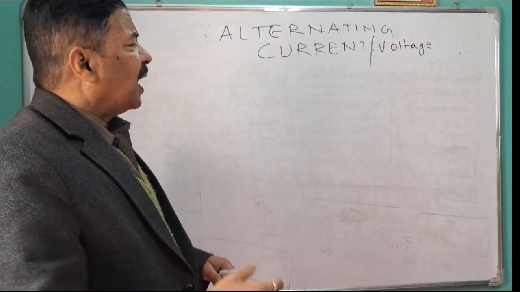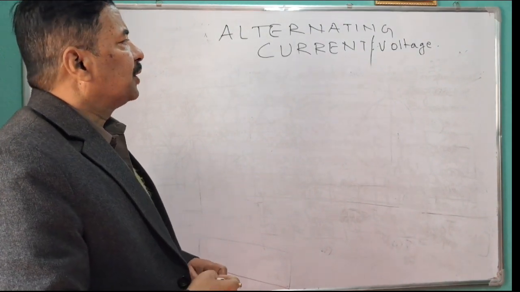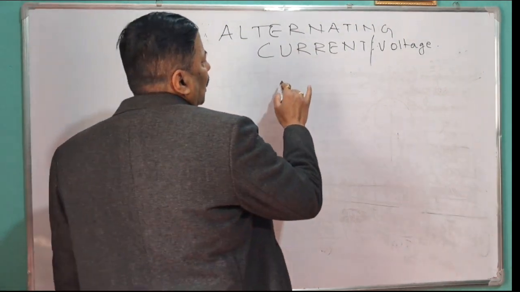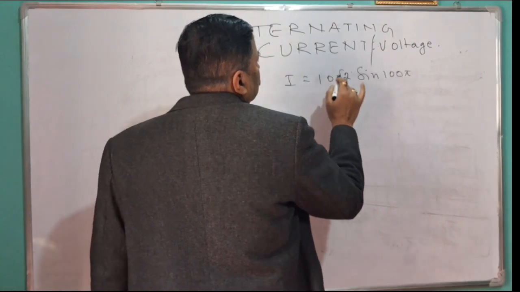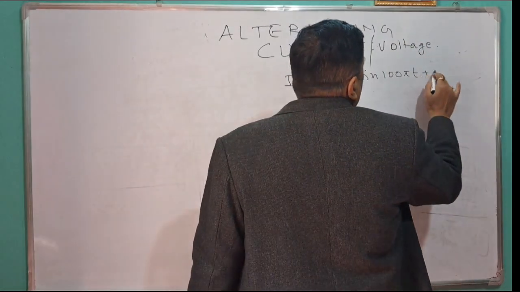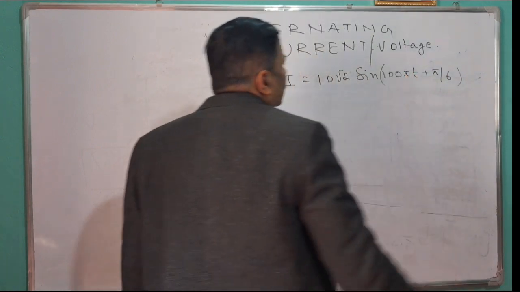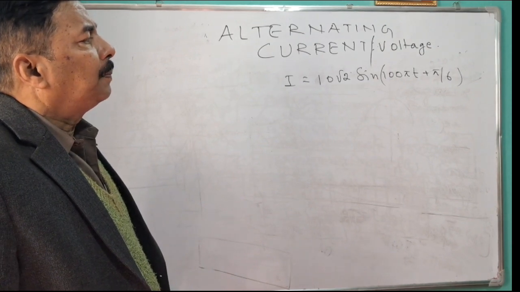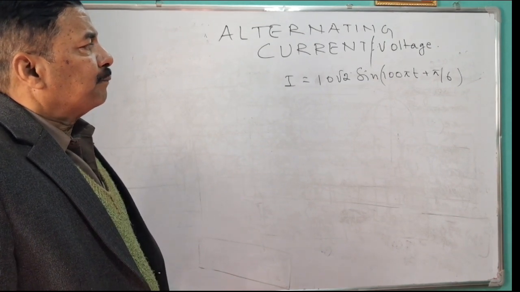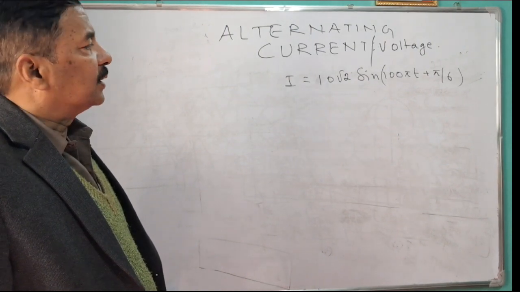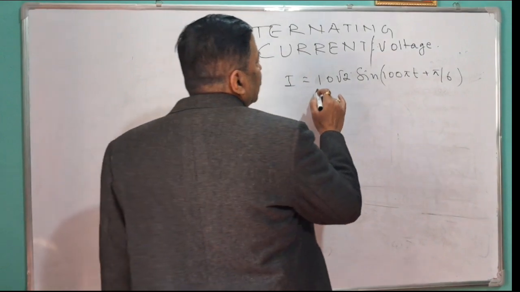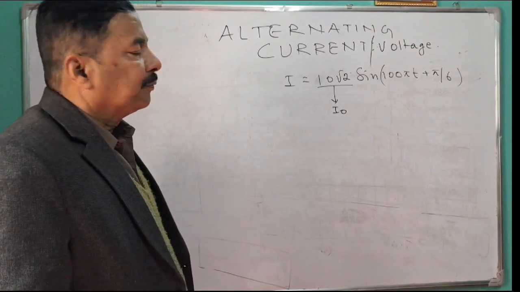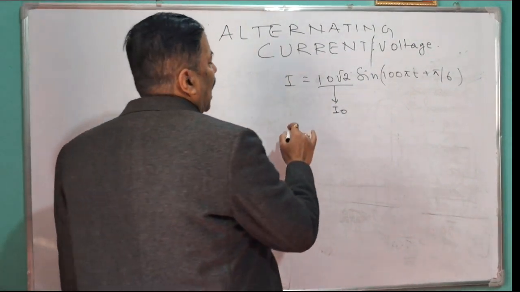These are the things that you should understand very comfortably to face the examination with confidence. Now, let us try to understand few questions based on this RMS value. Suppose this is the equation: I is equals to 10 root 2 sine (100 pi t plus pi by 6). In this situation, you should understand that this value represents the peak value, I naught. So what will be the RMS value, IRMS?